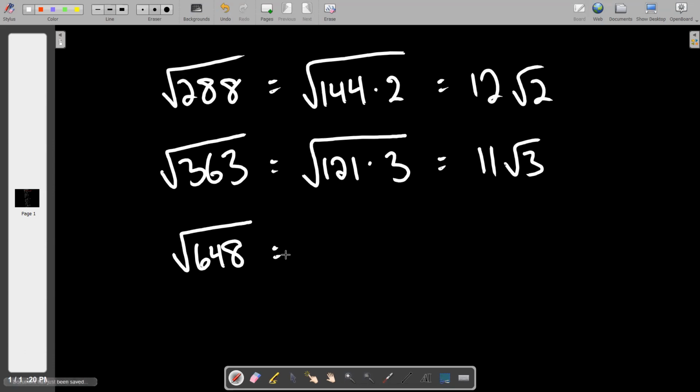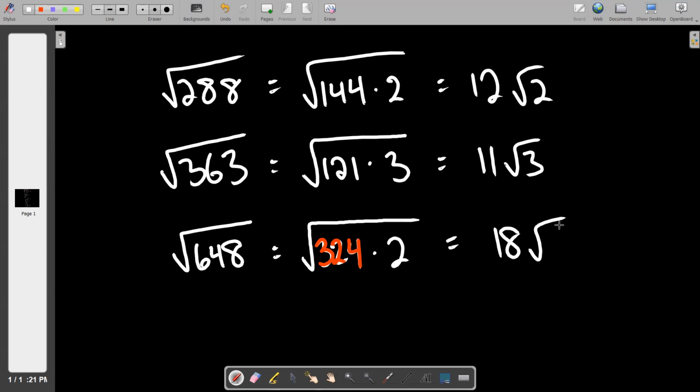Bam. And so I think to myself, how cool is this? If I actually take that back route, I can discover that if I multiply 324 by 2, I get 648. And why am I so interested in 324 times 2? Because 324 is on the red list. Jackpot. And his square root is 18, so 18 root 2.